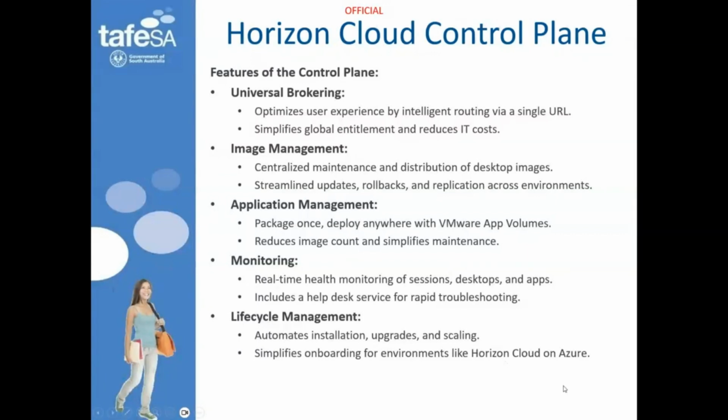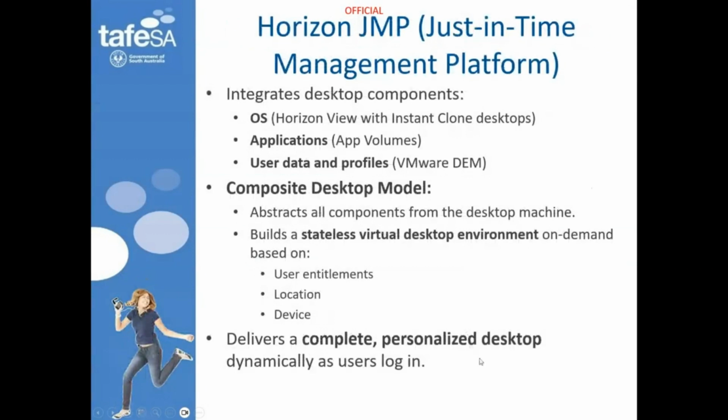There's also lifecycle management, which automates the installation, upgrades, and scaling. It simplifies onboarding of environments for Horizon Cloud on Azure. There's also the Horizon JMP, which stands for Just-in-Time Management Platform. It integrates your desktop components: the OS, Horizon View with instant clone desktops, your applications with App Volumes, and user data and profiles with VMware DEM. And we do what's called a composite desktop model, which basically abstracts all components from the desktop machine. What does that mean? Abstracts, basically hides.